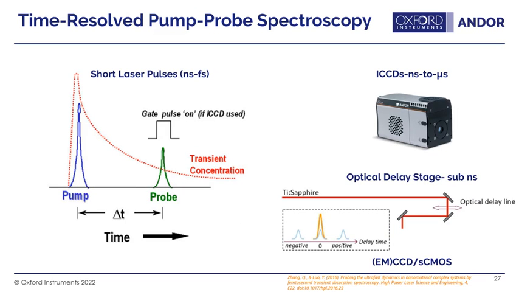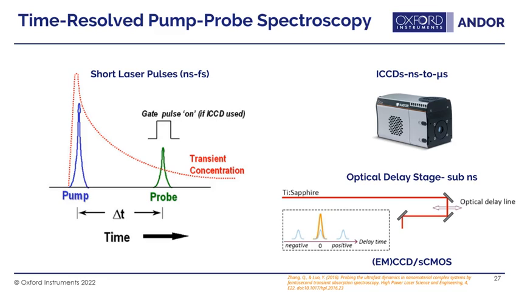The idea behind a pump probe experiment is that you come in and excite a sample with a very short laser pulse. That's a pulse of light that can be turned on and off in a very short amount of time, and you create a transient concentration in your sample. Then you come in and look at this transient concentration at a time, delta t, after the pump pulse arrived, with another pulse called the probe pulse.